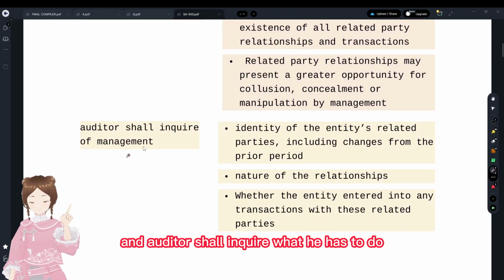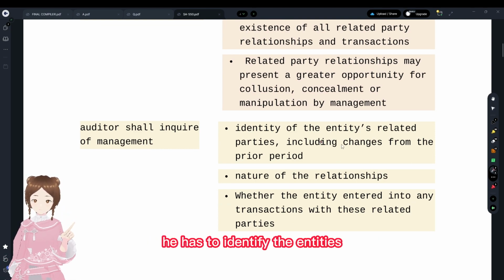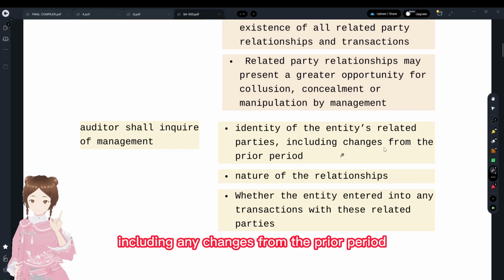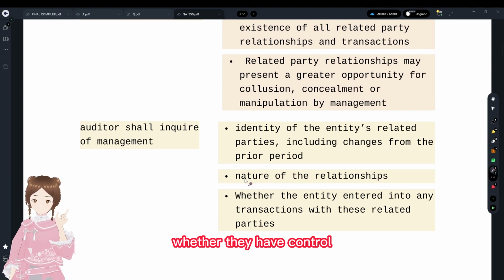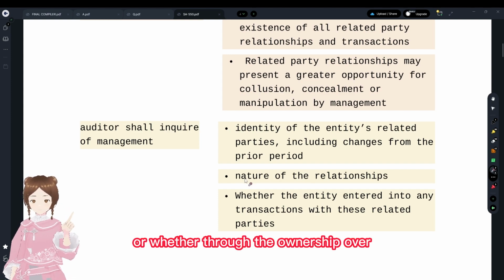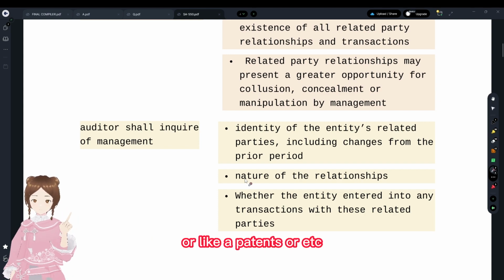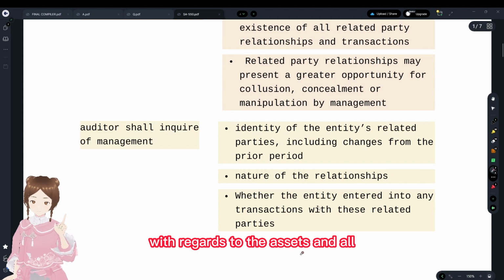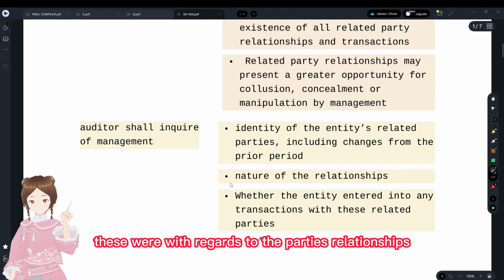And the auditor shall inquire. What he has to do: first of all, he has to identify the entity's related parties, including any changes from the prior period. Okay, first thing, related parties and the nature of relationships, whether they have control, whether through ownership or through patents etc. With regards to the assets and all, you have to find the nature, whether the entity entered into the transaction. These were with regards to the party relationships.